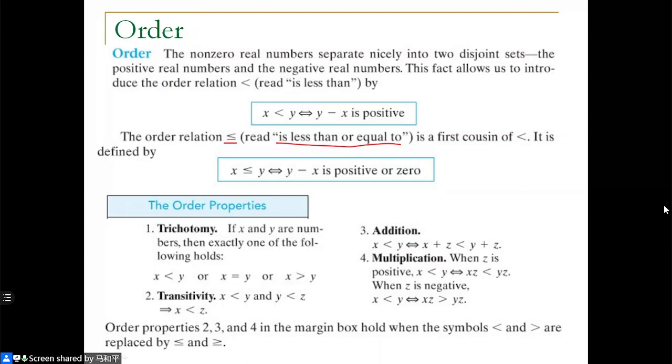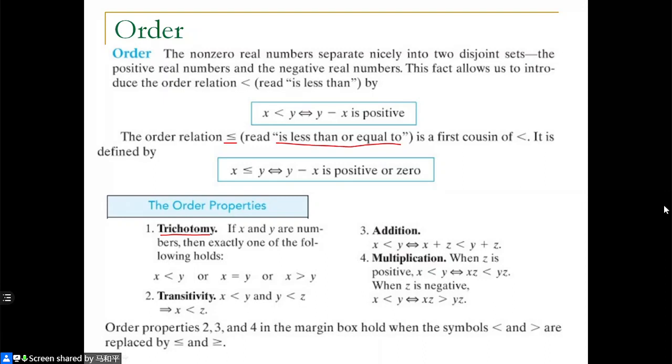We learned that the first is trichotomy. I don't know how to pronounce this. Okay. If x and y are numbers, then exactly one of the following holds: x is less than y, or x is y, or x is greater than y.